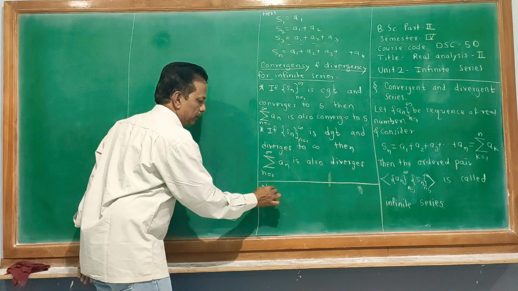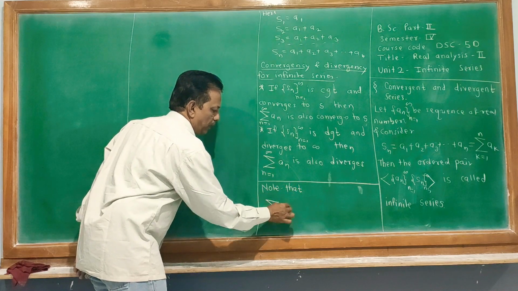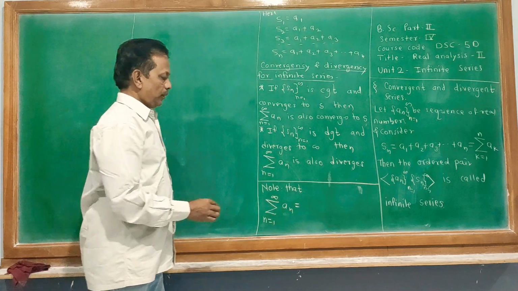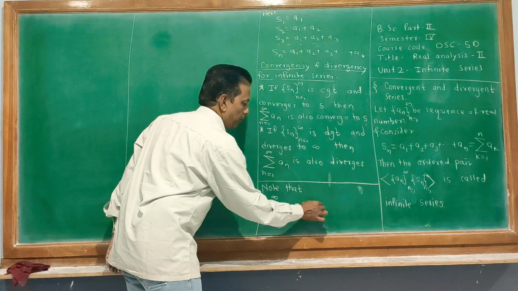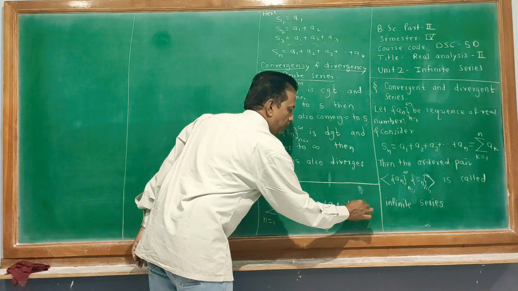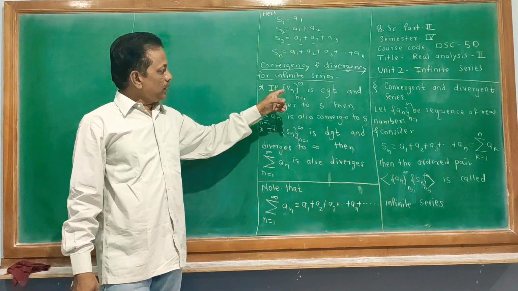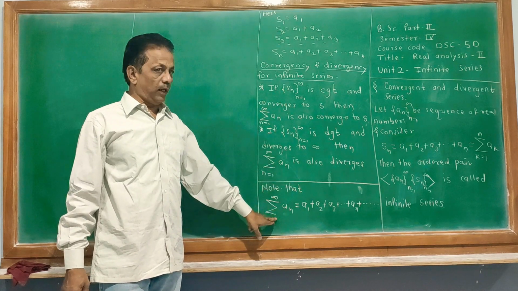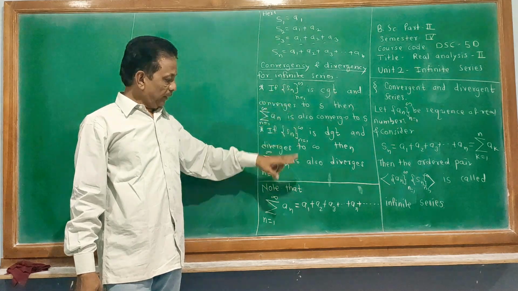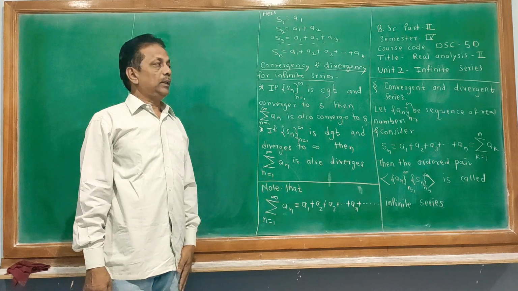Here note that sigma n is equal to 1 to infinity. What is the meaning in explicit form? A1 plus A2 plus A3 plus An plus dot dot dot. Here between sequence Sn and series An, there is a relation. If sequence is convergent, then the series is convergent. If sequence is divergent, series is divergent.